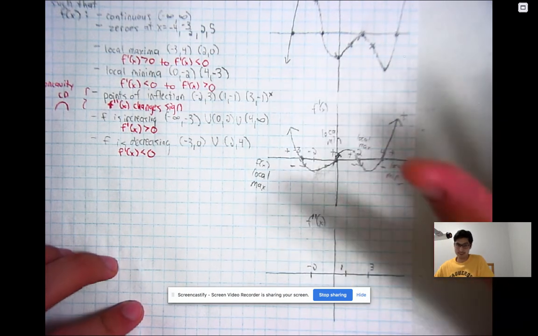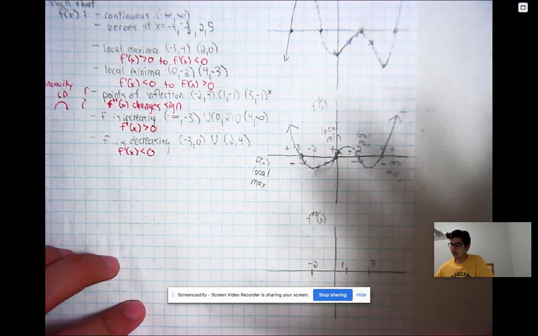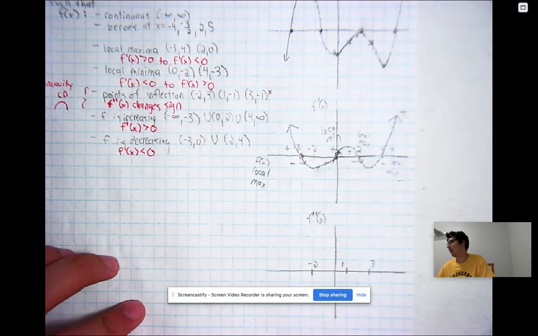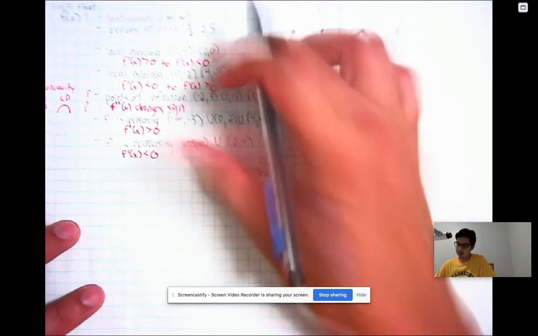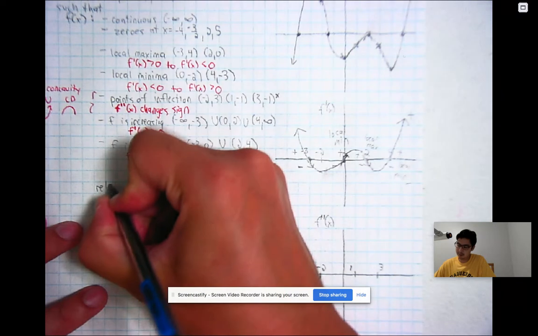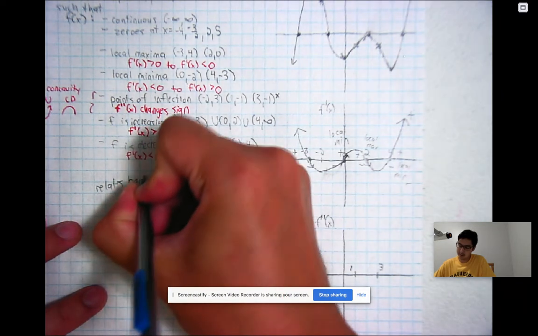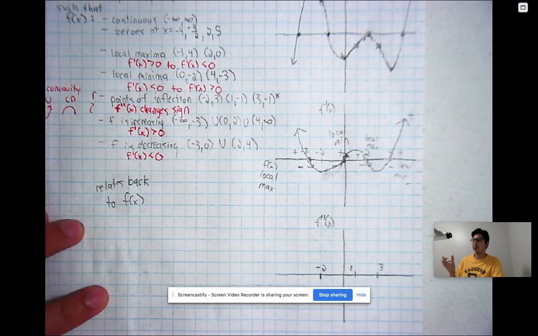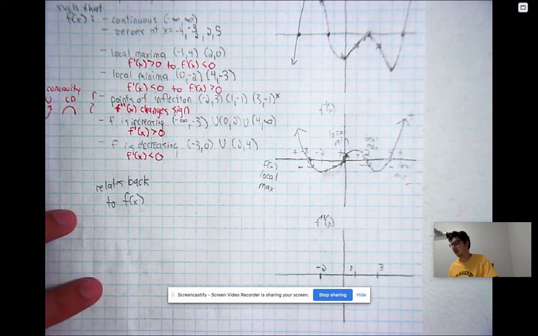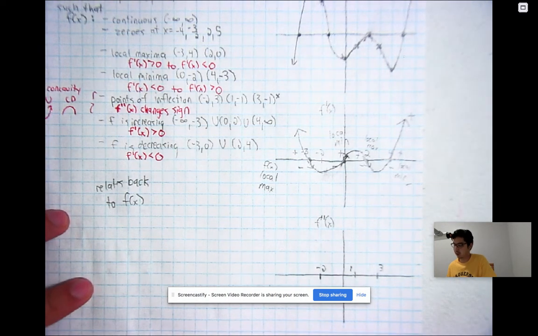And I know you might be getting lost in all these positive negatives, all these new vocab of which function am I on, f prime of x, f double prime of x. Remember that a lot of what we're doing, most of what we're doing relates back to f of x. We study the rate of change and the rate of the rate of change to understand the original function, typically. So let's just make sure we understand that.